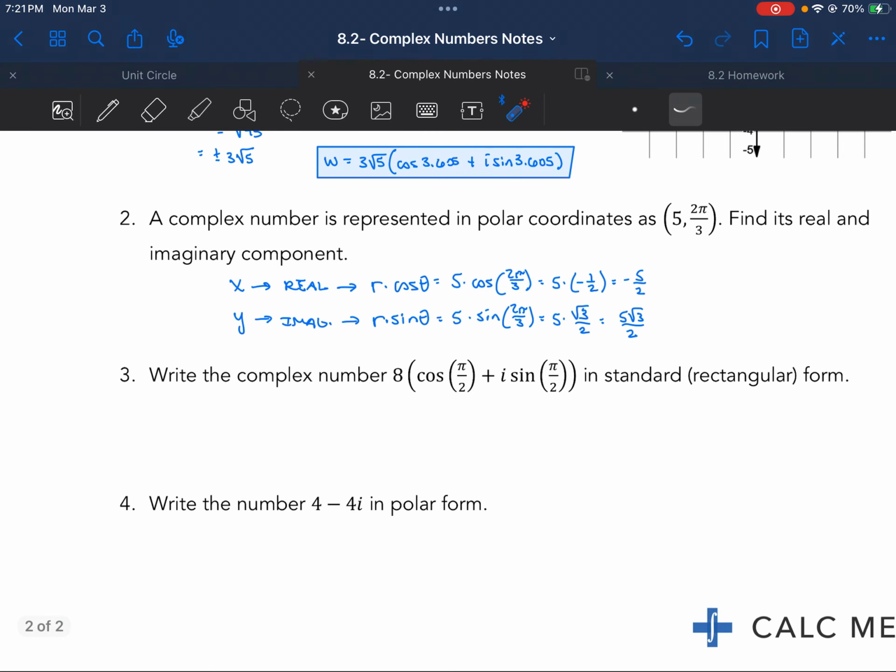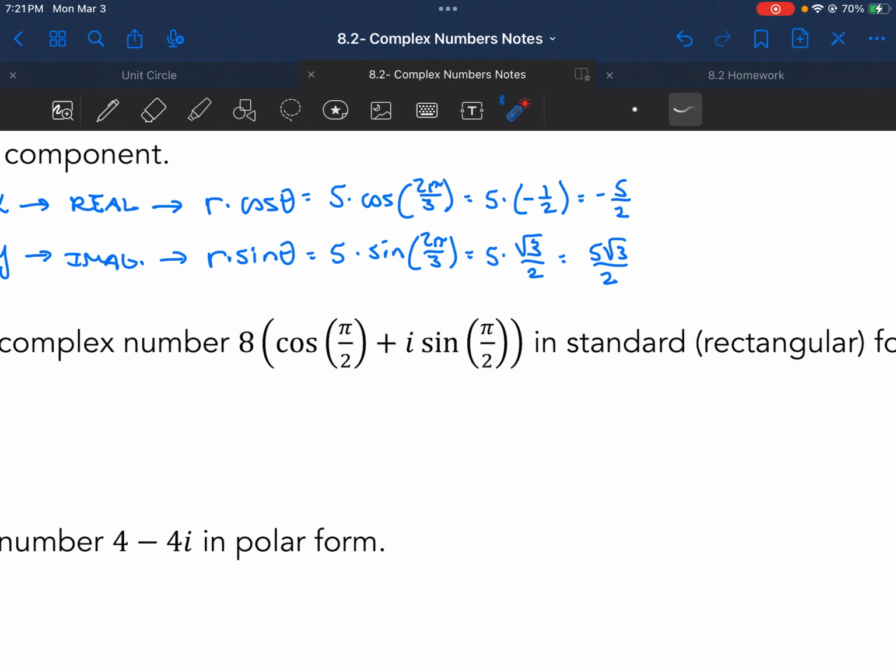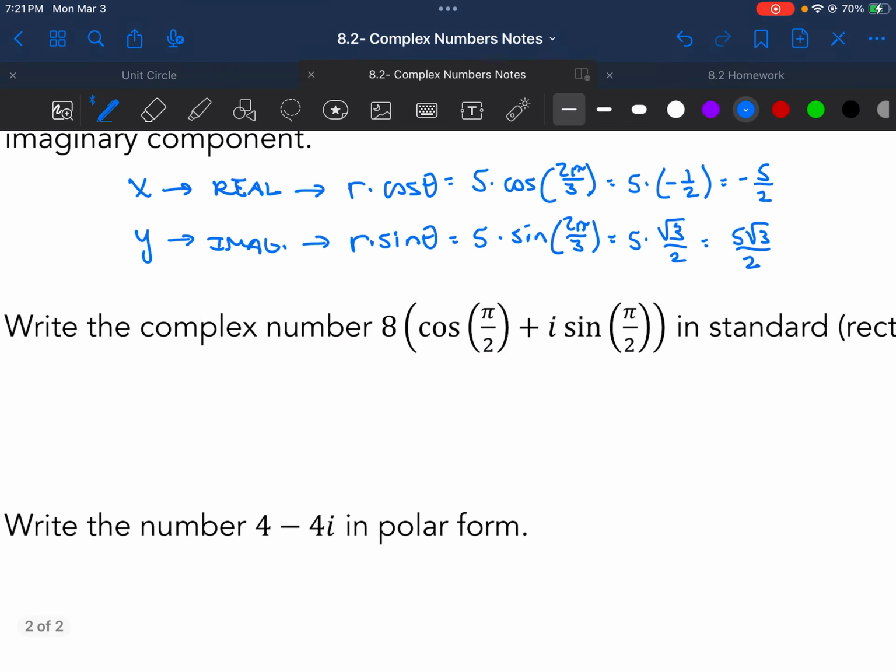All right, number 3, write the complex number in standard rectangular form. So they gave us the complex number in polar form. This 8 is representing our r, and pi over 2 is representing our theta. These are actually pretty simple. All we actually have to do is calculate the cosine of pi over 2 and the sine of pi over 2. So we have 8 times cosine of pi over 2, which is 0, plus i times sine of pi over 2, which is 1.